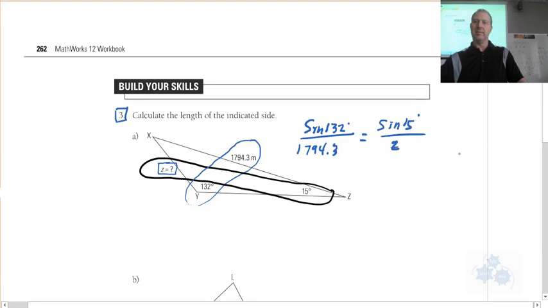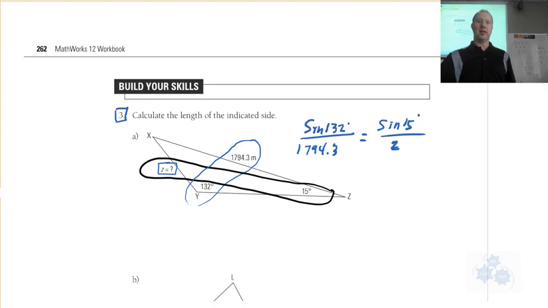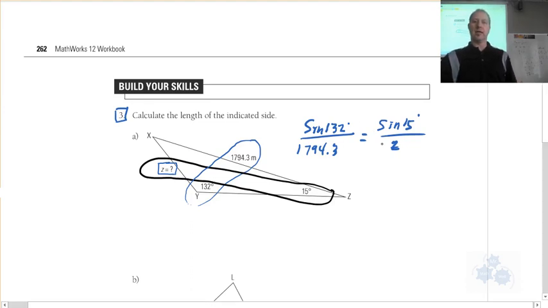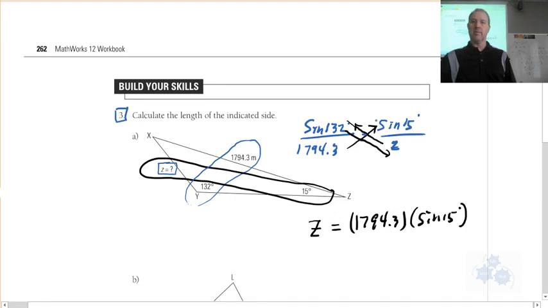That's unknown, right? Z. Okay, this is exactly the same as the one we just did, and I'm going to show you even more of a shortcut here. So the z is going to go on top, this is going to go on top, and this is going to go down on the bottom. So you can go right to this if you think you can do this. You can go z now is on top. That equals 1794.3 times sine of 15 divided by, this is coming down here, so it's divided by sine 132.